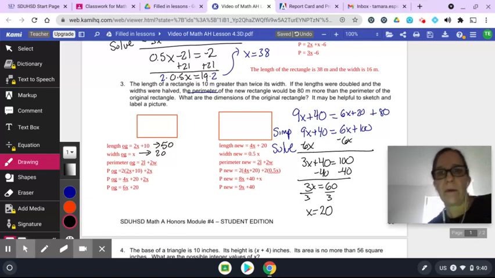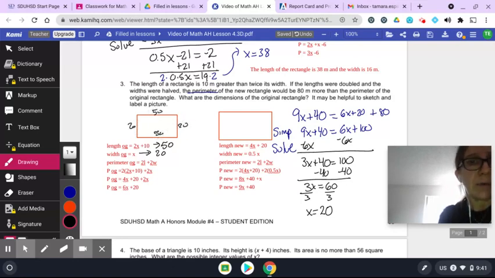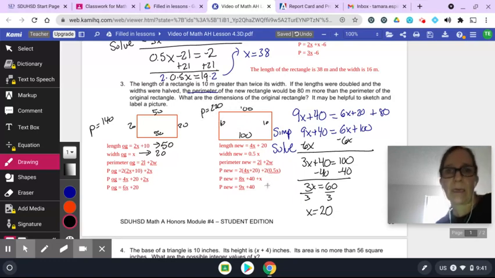Okay, so I can double check. If this is 20 and this is 20 and this is 50 and this is 50, that perimeter is 140. If I doubled the length, this is now 100, this is 100, and I halved the width, this is 10, this is 10. This perimeter is 220. And it said the perimeter of the new rectangle would be 80 more than the perimeter of the original. Yeah, 220 is 80 more than 140, so I know I'm good.